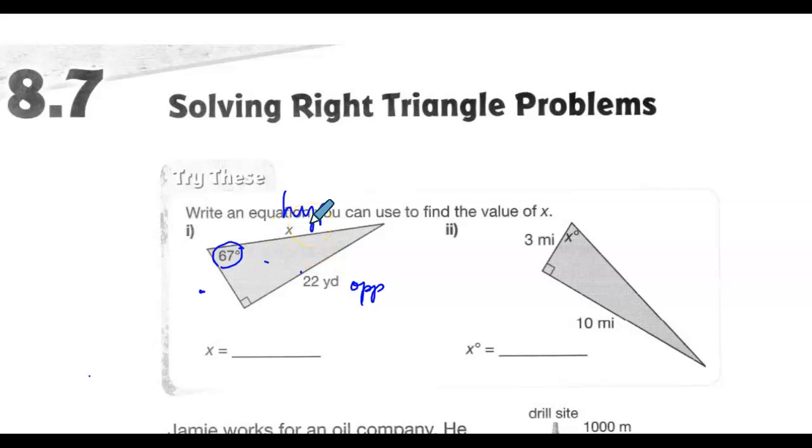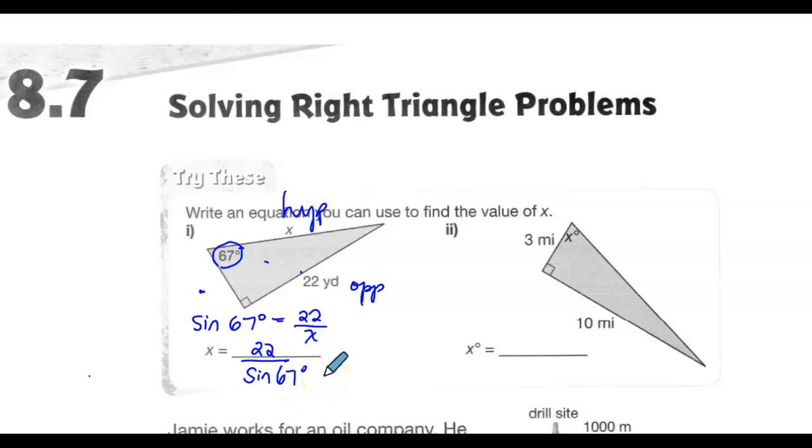So in this case, I like to do a preliminary step where I write out the trig ratio. When I'm using opposite and hypotenuse, that's sine. So sine of 67 is 22 over x. Now remember, when you're dividing by an unknown, if the unknown's in the denominator, you're going to divide. So this will be x equals 22 divided by sine of 67. Okay. Then it just says write the equation.